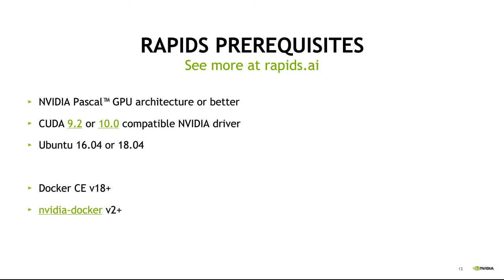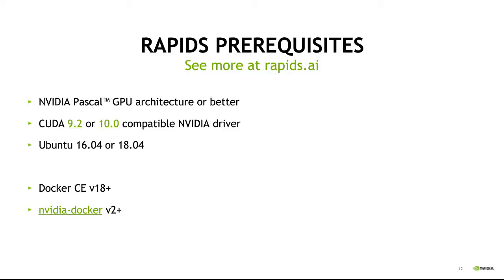Here I've listed the prerequisites for running Rapids, either directly on bare metal or in a Docker container. The prerequisites include a Pascal or newer GPU architecture, CUDA 9.2 or CUDA 10, and Ubuntu 16.04 or 18.04. To run the Rapids Docker container available on Docker Hub, you need Docker CE 18 or newer, and NVIDIA Docker 2 or newer.